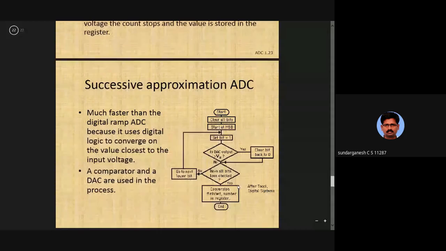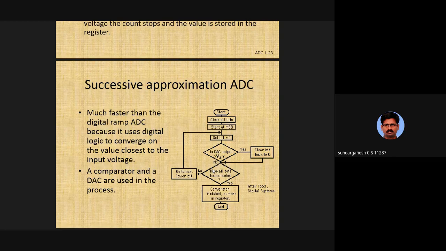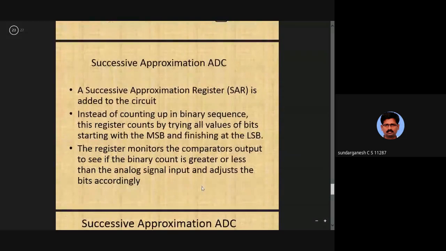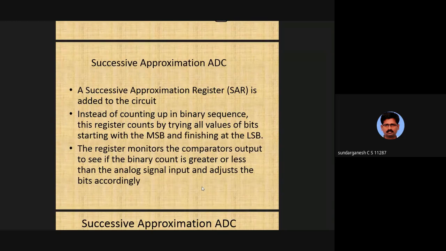So next one is the successive approximation ADC. It is widely used in many industries. It is much faster than the older digital ramp method, but it uses digital logic to convert the analog value close to the input. The comparator and a DAC are used for this purpose. Even though we are doing ADC, a DAC is also there in the process. A register is added to the circuit. We call it the successive approximation register.